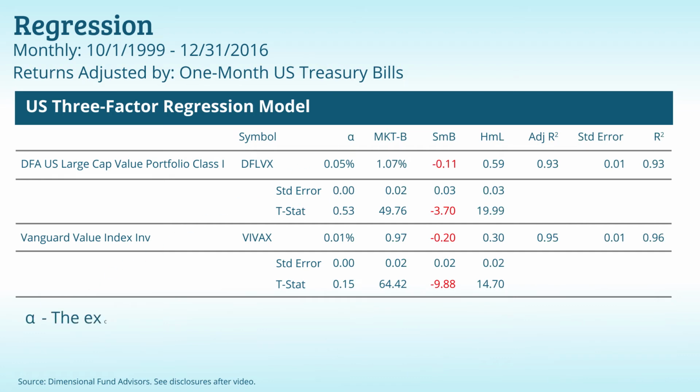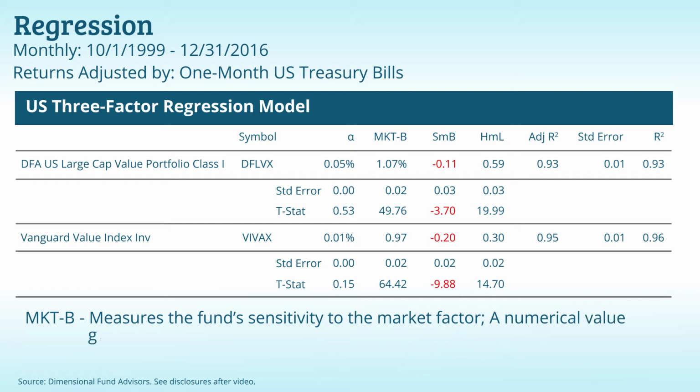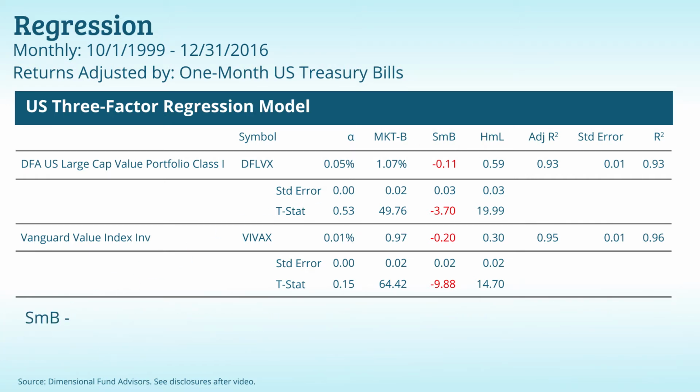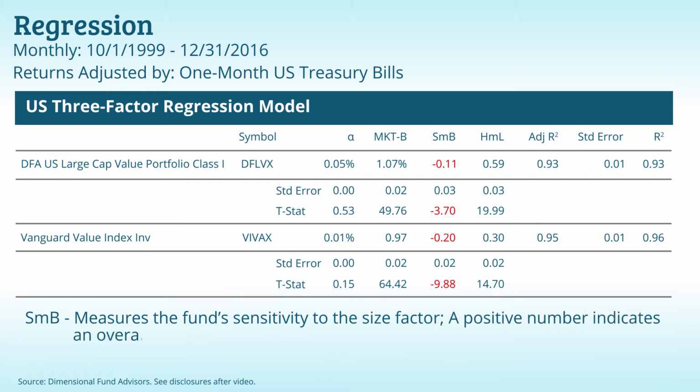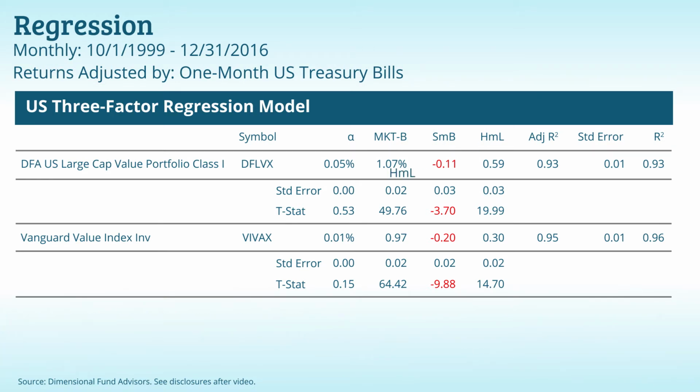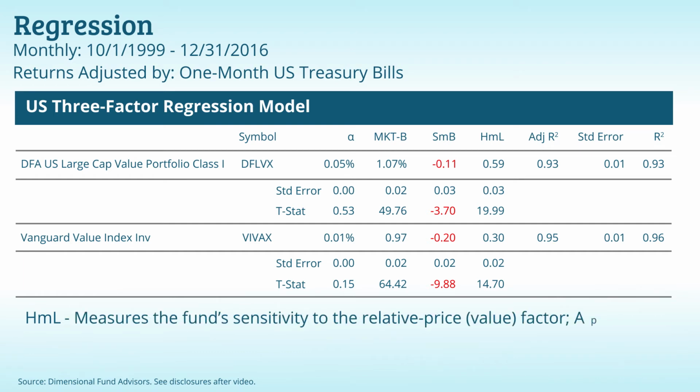Alpha is the excess return of a fund compared to its risk-adjusted benchmark. Market beta measures a fund's sensitivity to the market factor. A numerical value greater than 1 indicates the fund is more volatile than the overall market and vice versa. Small minus big measures the fund's sensitivity to the size factor. A positive number indicates an overall exposure that tilts towards small cap stocks, while a negative number indicates a tilt towards large cap stocks.